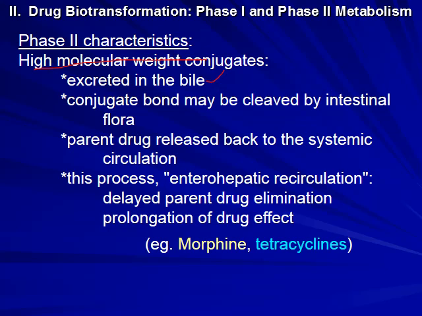And this isn't always an issue, but it was an issue in the 70s when women were taking rifampin for tuberculosis infection. They were getting pregnant. People were trying to figure out what happened.